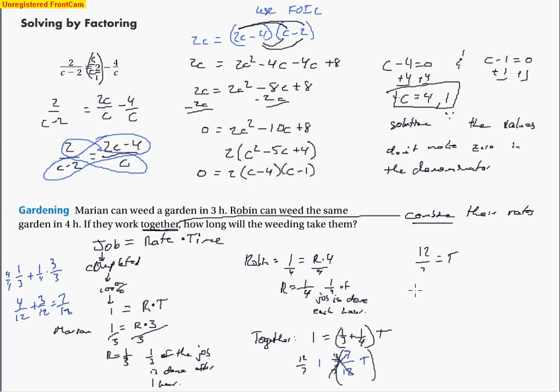Well, we just do some division. 7 into 12 goes 1 time with 5 left over. So writing that a little neater, 7, and I subtract, I get 5 left over. So that's going to be 1 and 5/7 hours is how many hours it's going to take them to finish the job if they work together.